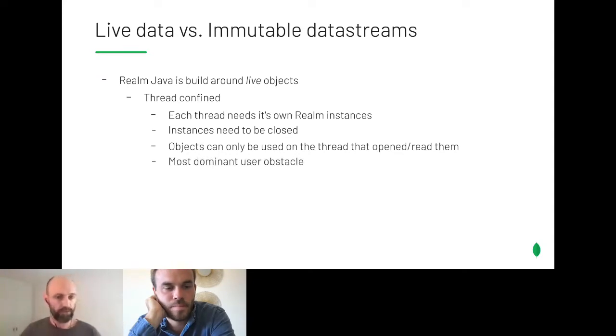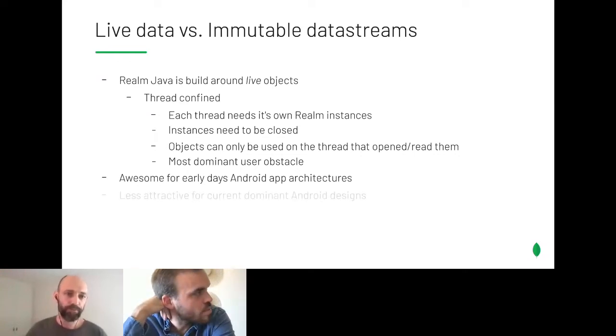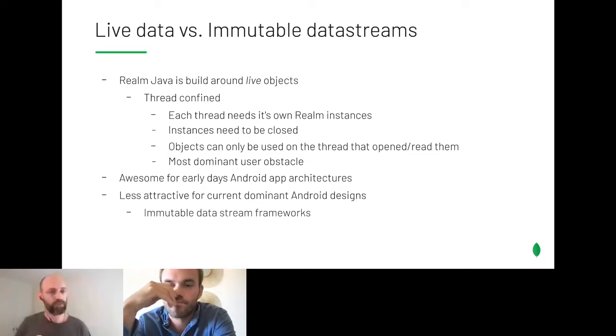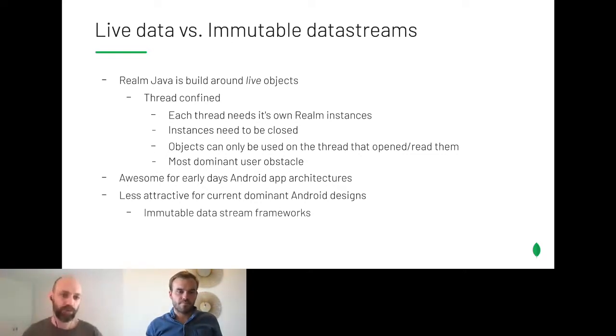These things have been major user obstacles because accessing objects on other threads will throw, and failing to close instances of Realm on background threads can potentially lead to growing file sizes because we cannot clean up this outdated data. So in general, it was awesome for early days Android app architectures that were quite simple, but it's less attractive for the current dominant designs that rely heavily on immutable data streaming frameworks and very flexible execution and threading models.